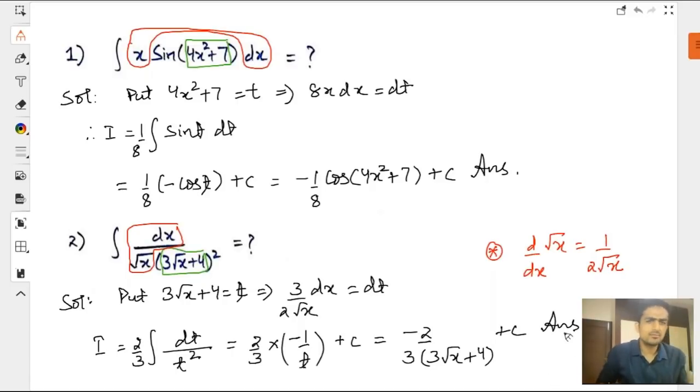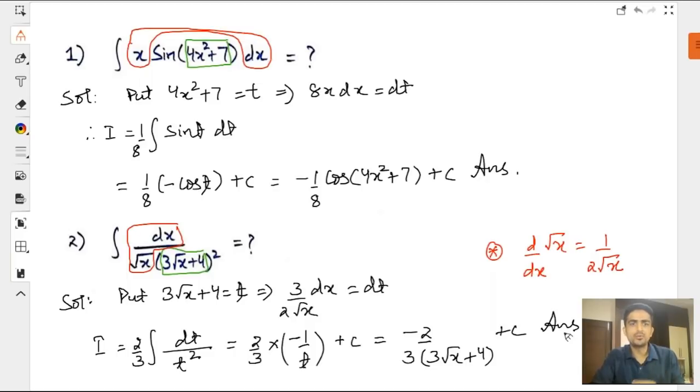So that was the quick revision of substitution. How do we substitute? If a term is there whose derivative is multiplied with dx, we straight away put that term equal to t. My expression simplifies, it becomes integrable, and then we integrate it. Two basic examples.